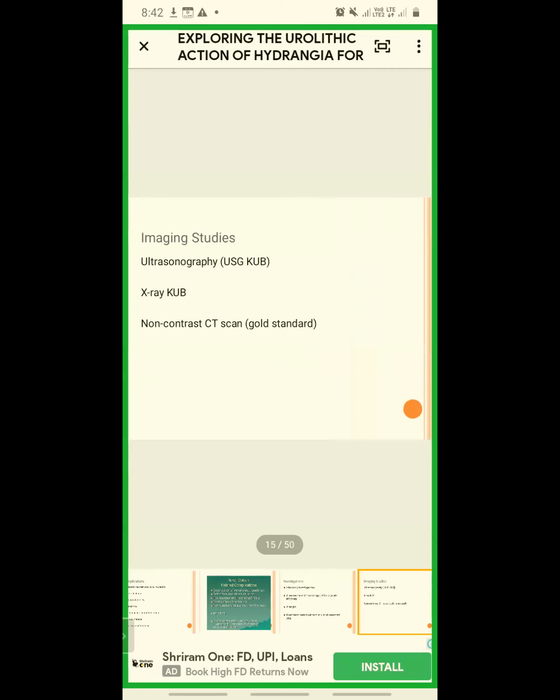Next is imaging studies. It includes USG KUB, and also X-ray KUB. Along with that, in some cases, we cannot properly find the reason behind this. So in those cases, we can go for a non-contrast CT.